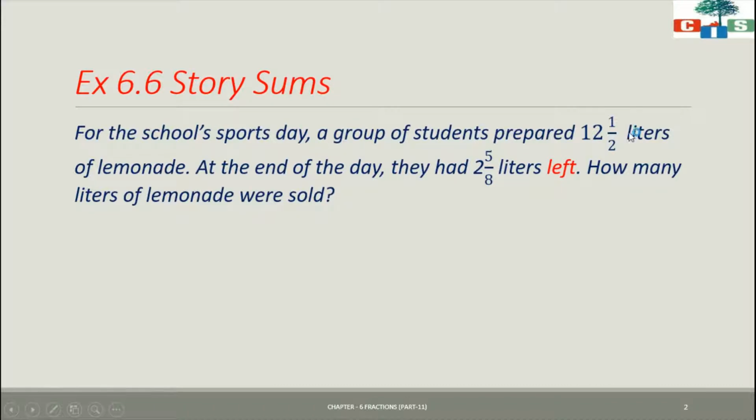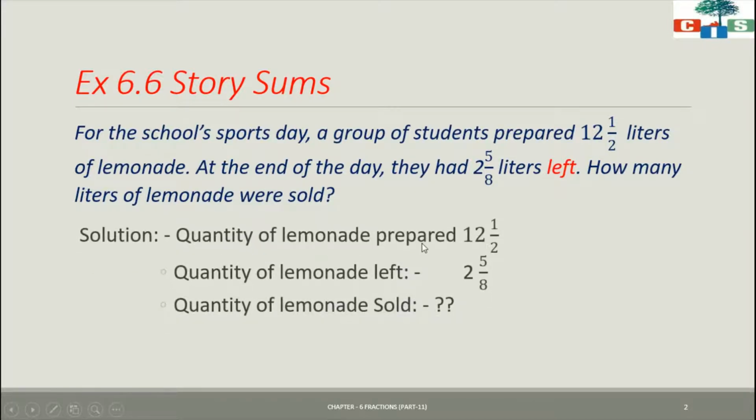So here the first mixed fraction is 12 1/2. This mixed fraction indicates the total quantity of lemonade prepared by students. So the first statement will be: quantity of lemonade prepared is 12 1/2. Now we'll come to the second mixed fraction. Here we have 2 5/8. This mixed fraction indicates the quantity of lemonade left at the end of the day. So the second statement will be: quantity of lemonade left is equal to 2 5/8.